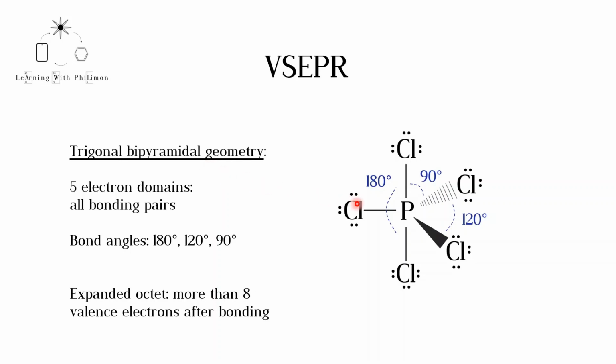These 3 chlorine atoms are in the same plane, and the bond angles are 120 degrees, just like in the trigonal planar geometry. There are 2 more chlorine atoms on the vertical axis that are perpendicular, 90 degrees, to this plane. The bond angle between the 2 chlorine atoms on the axis is 180 degrees.